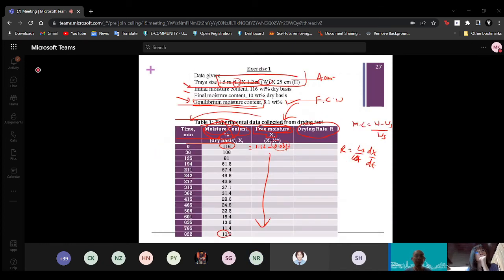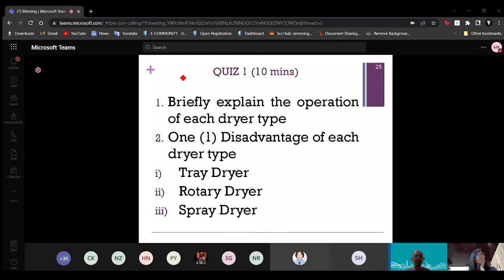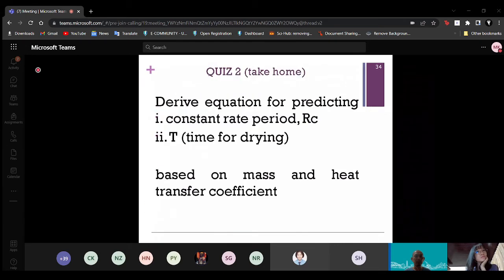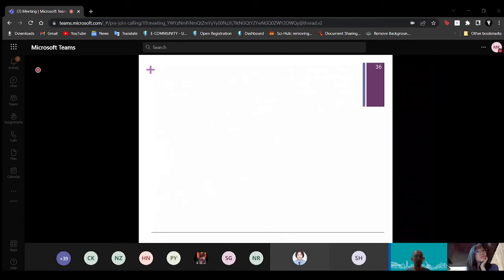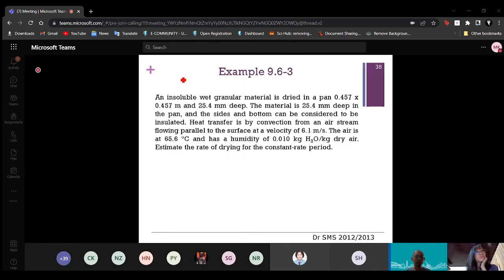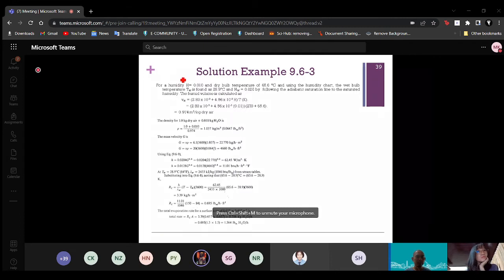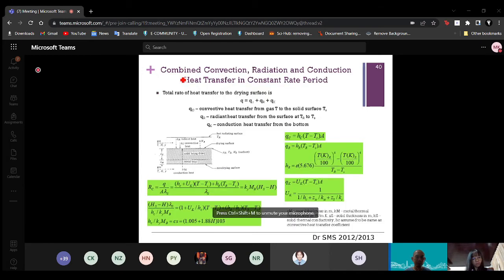Sebab dalam ni dia tak bagi kan. They're not giving you any LS. So, what value LS you can use? Value mana nak pakai? Pakailah macam dalam buku. Textbook. LS berapa? 46 point something ke 20 something. Saya lupa. Dalam buku yang ada graph tu, LS berapa? The mass of dry solid.